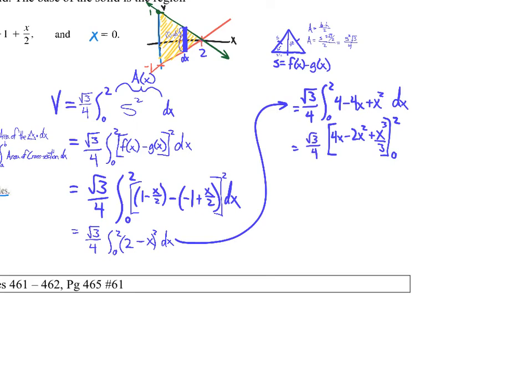If I plug in 0, it's 0, so I know it's just whatever I get when I plug in 2. So 8 minus 8 plus 8/3, minus the 0. 8 minus 8 is 0. So I get 2 root 3 over 3. And that's going to be my volume.